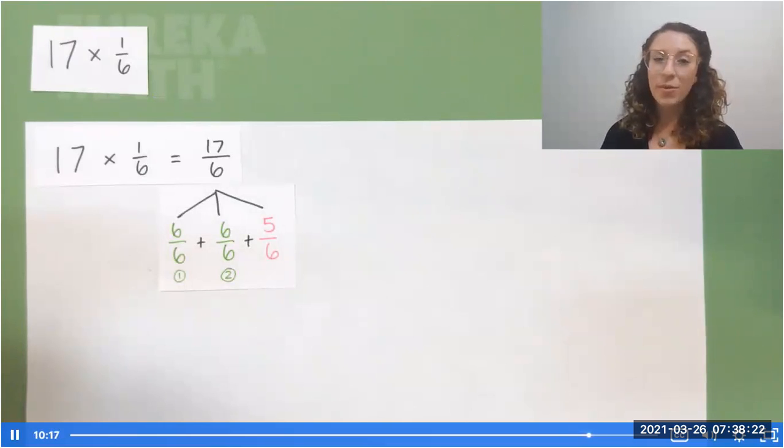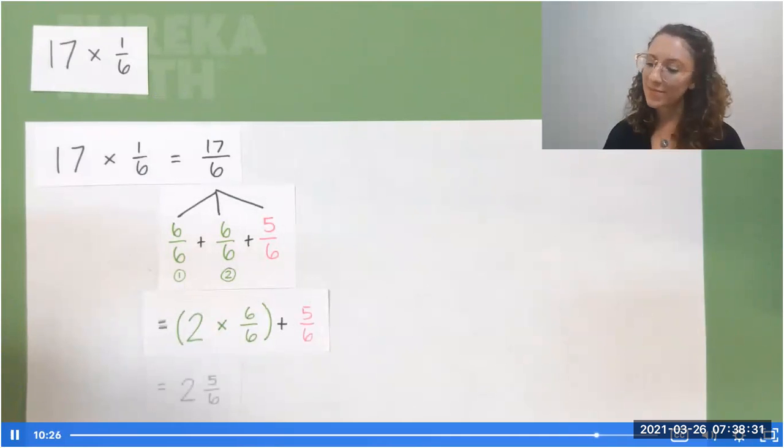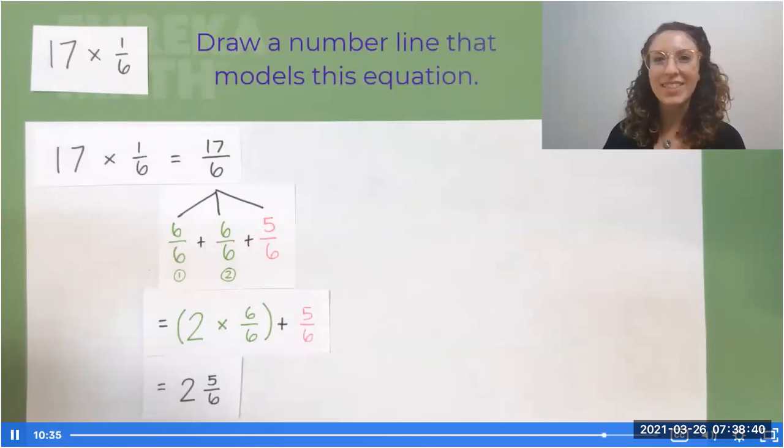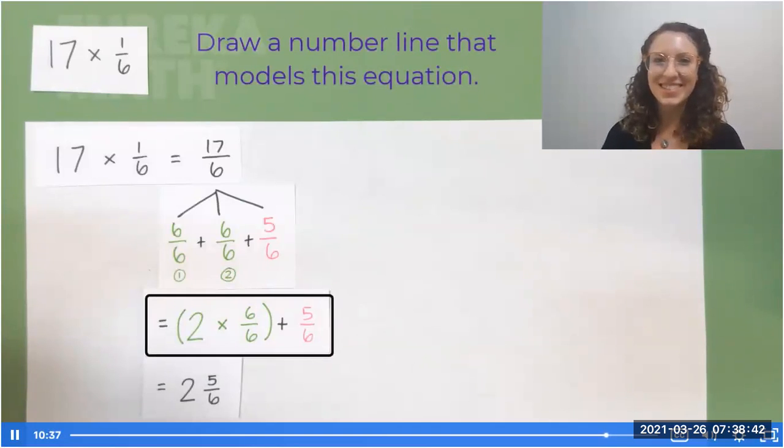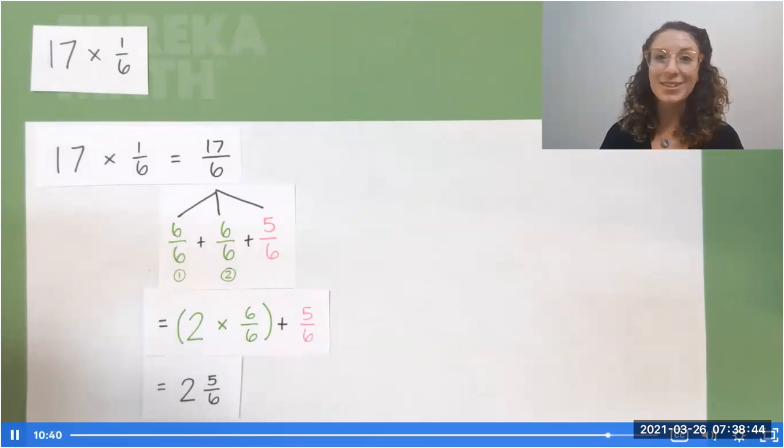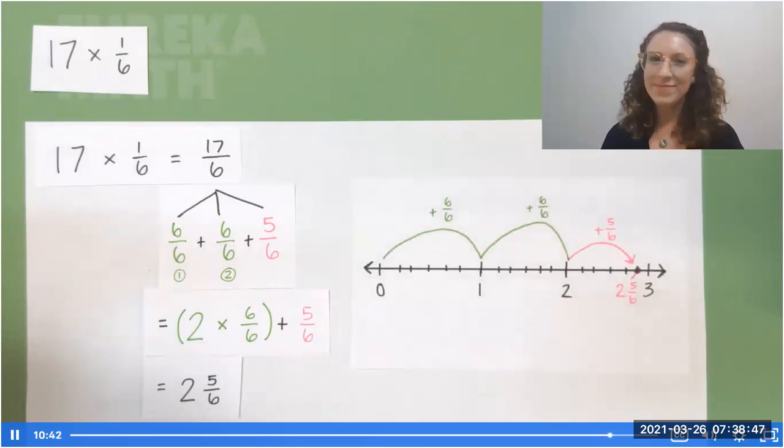Ready? Here's how we write the equation using parentheses and multiplication to group the ones. And the answer as a mixed number is 2 and 5/6. Compare your equation with mine. Finally, pause to draw a number line that models this equation. Ready to check? Here's mine. Compare our work. Make sure you showed 2 groups of 6/6 and 1 group of 5/6.